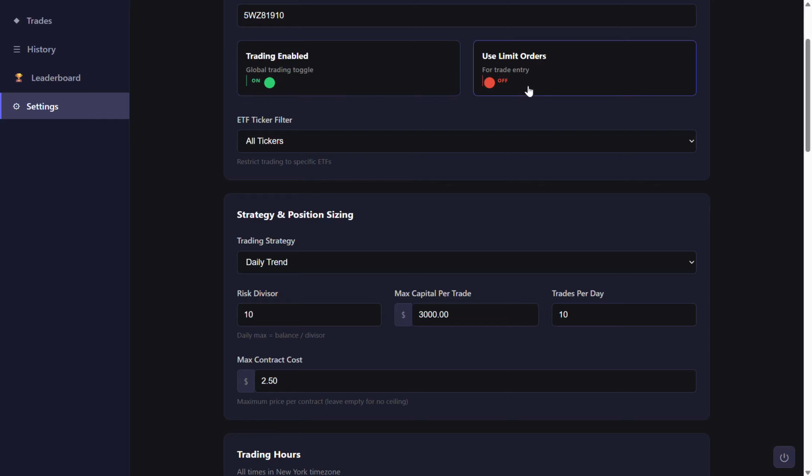Okay, and then if you want to use limit orders, switch this on. If you want to do market orders, switch this off.